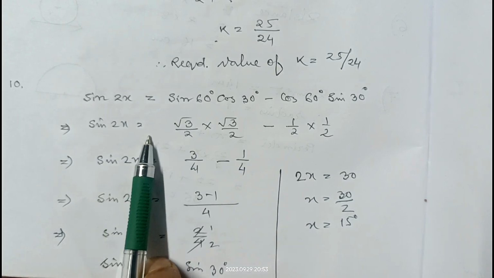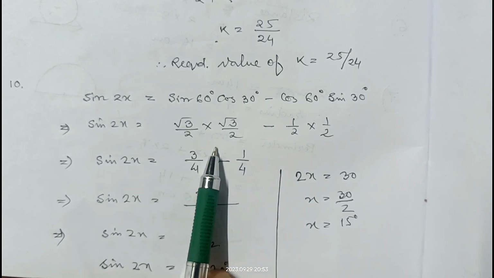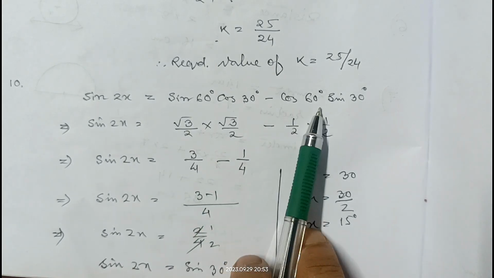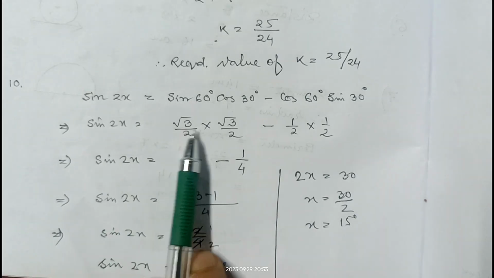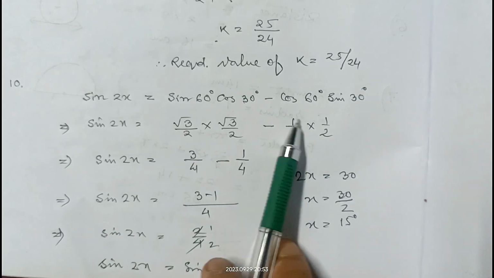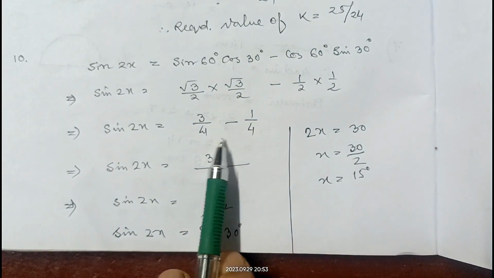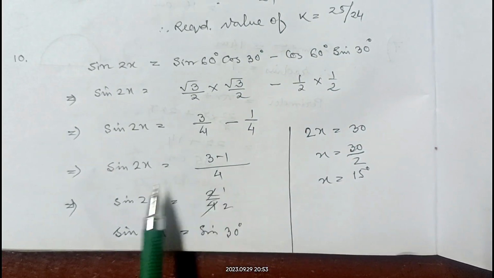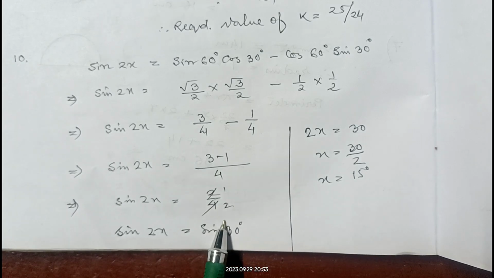So sine of twice x equals to, from the trigonometric table, sin 60 is root 3 by 2 into root 3 by 2. Cos 60 is half, sin 30 also half. So sine of twice x equal to root 3 into root 3, 3 by 4 minus 1 1 is 1, 2 2 is 4. So sine of twice x equal to 4 LCM, 3 minus 1. So sine of twice x equal to 2 by 4. If I cancel, it will be 1 by 2.